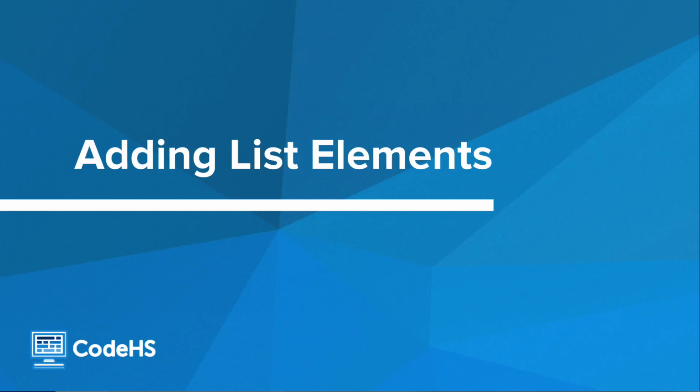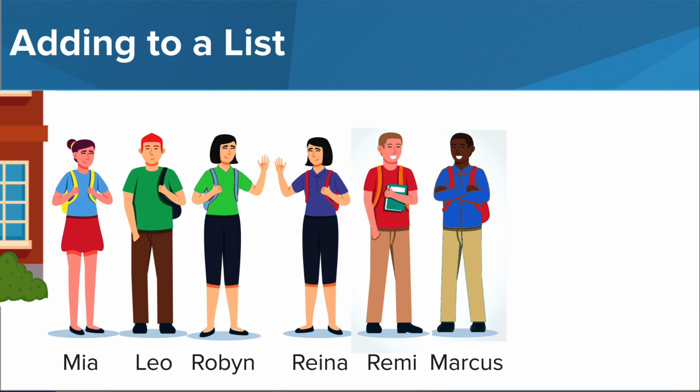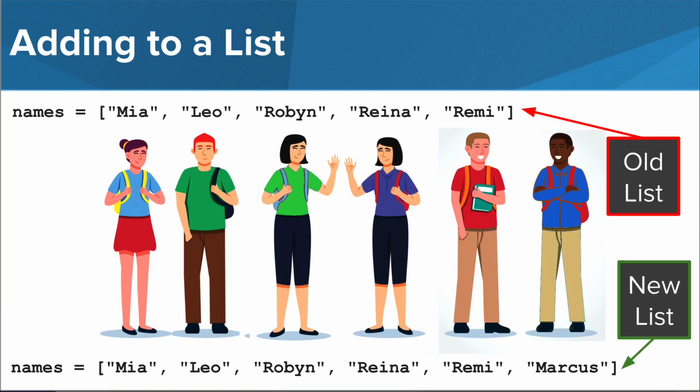Hi, in this lesson, we're going to look at how we can add additional items to a list once it's created. Let's go. Let's revisit our students waiting to head into school. Remy is at the back of the line, and as he's waiting, he spots his friend Marcus and calls him over to join the line. The old list of students in line had 5 items. Let's learn how we can add new items to our list to create the new list of 6 students.